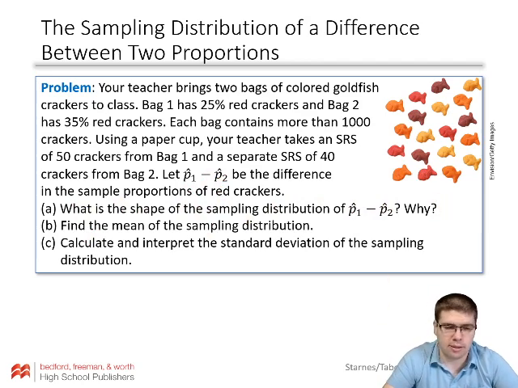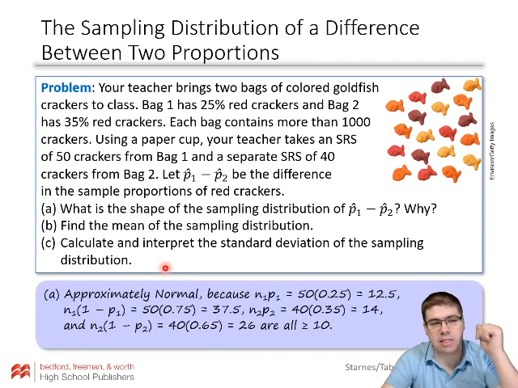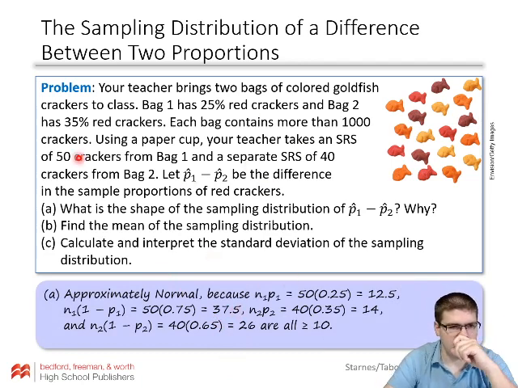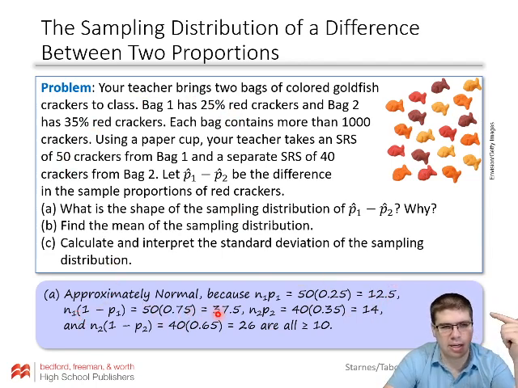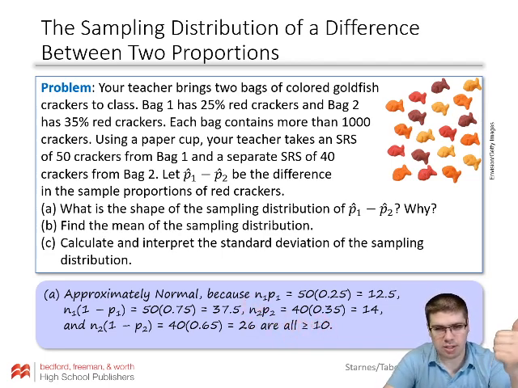What is the shape of the sampling distribution of p-hat 1 minus p-hat 2, and why? The shape will be approximately normal, as long as n1p1, the first sample, 50 times its proportion of 25%, gives 12.5. Just made it over 10. And n1 times (1 minus p1) is 37.5. For n2 and p2, our sample size was 40 and p2 was 35%, so 40 times 35% gives us 14, and 40 times (1 minus 35%) gives us 26. All of those are at least 10, so twice as many conditions, but the same conditions.